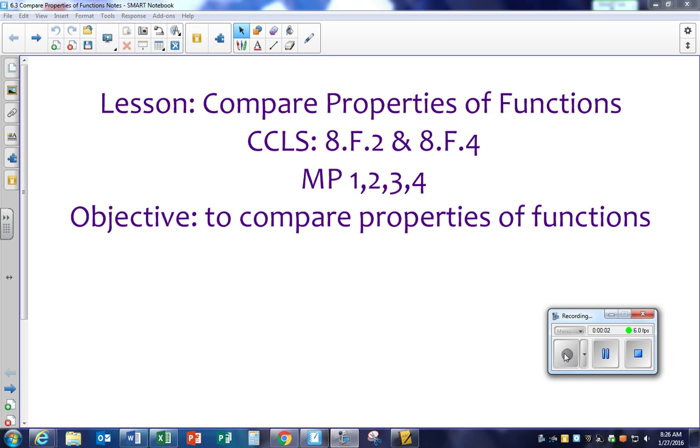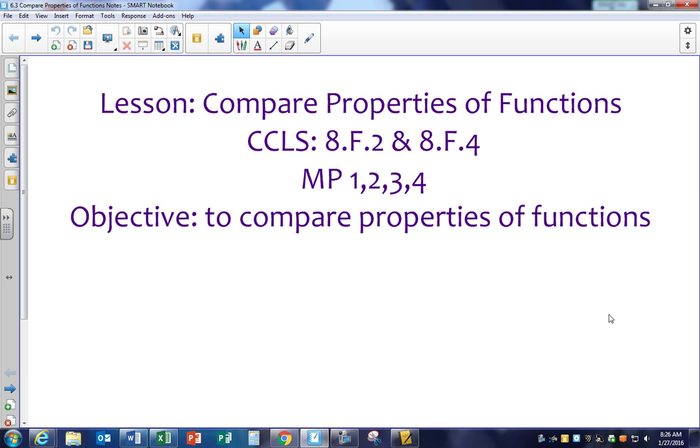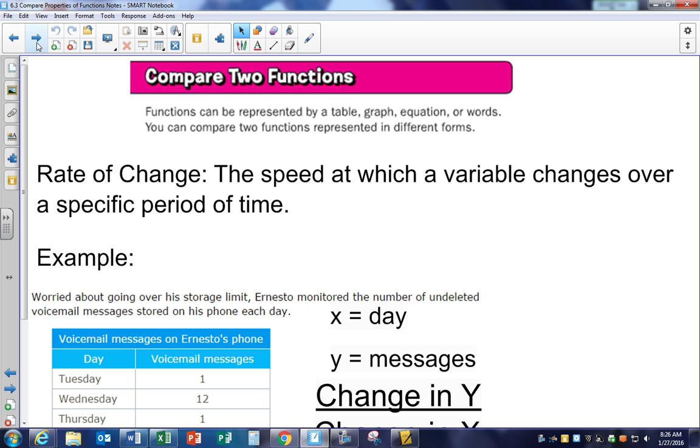Math 8. Today we will compare properties of functions. You can represent two different functions in many different ways. We can use tables, graphs, equations, or words. To compare two functions, we can use different forms of these tables, graphs, equations, or words to see what the rate of change is between the two functions to compare them.